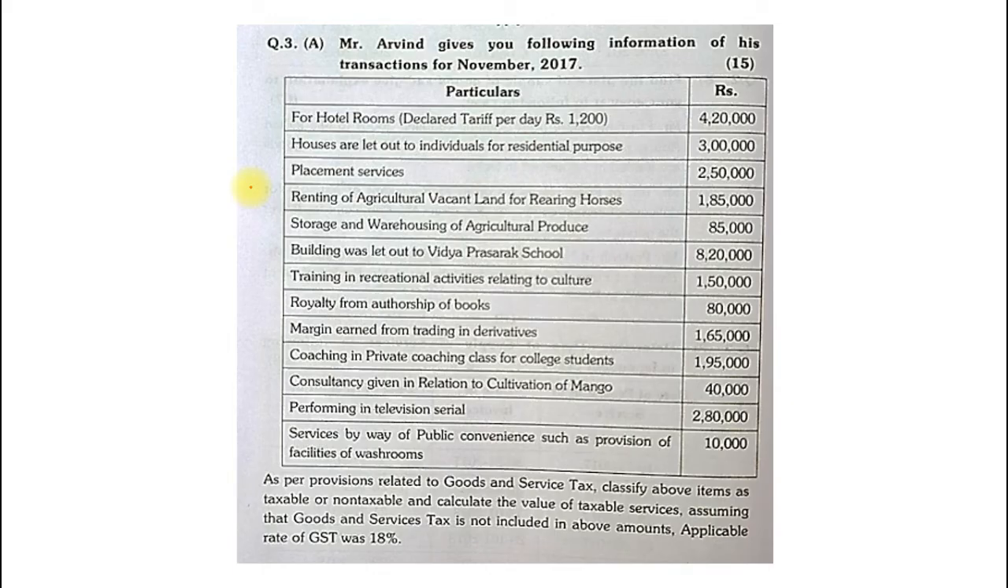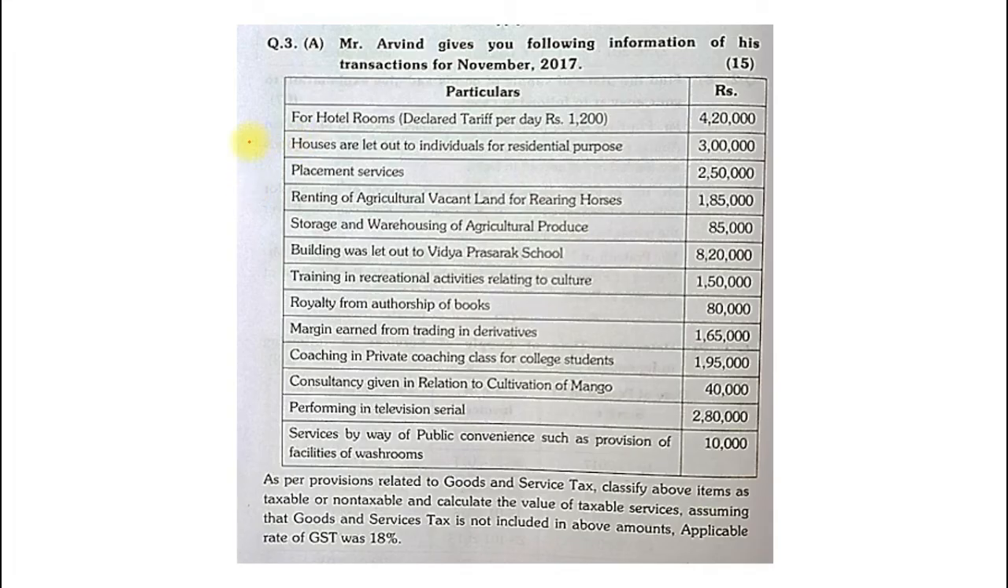So they are giving you particulars: hotel rooms, houses let out to individuals for residential purpose, placement service, renting of agricultural vacant land, storage, building. A lot of things are given. They are giving you a lot of transactions. After that, they told you: as per the provisions related to goods and services tax, classify the above items as taxable or non-taxable and calculate the value of taxable services, assuming that goods and services tax is not included in the above amount and the applicable rate of GST is 18%. Now, very simple to solve.